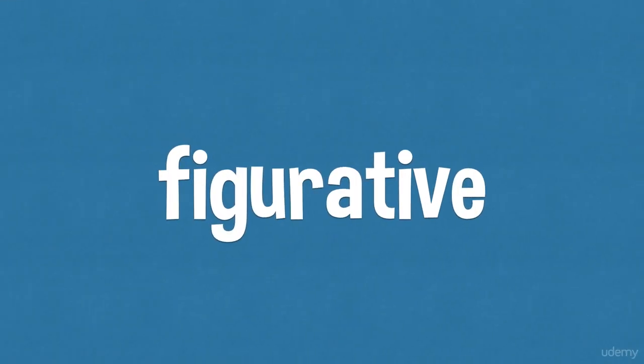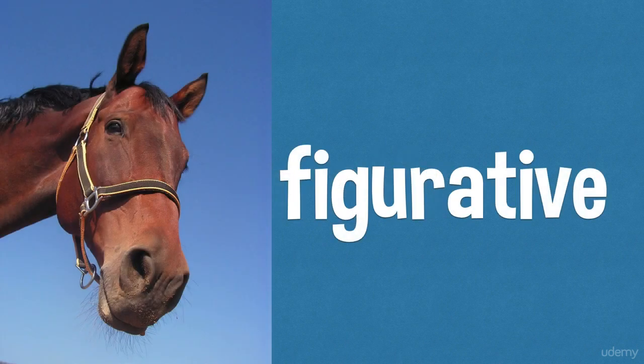And the next word is figurative. If you use a word or an expression in a figurative sense or a figurative way, then you use it in a more abstract or imaginative meaning than what it looks like. So, for example, if you use the phrase, "I'm so hungry, I could eat a horse," it doesn't mean you're really going to eat a horse. It just means you're really hungry. It's a figurative expression.